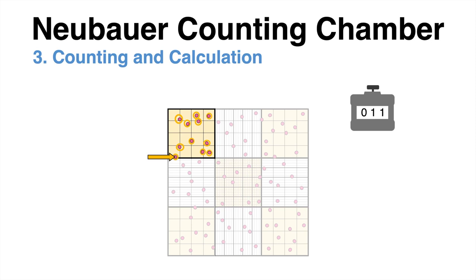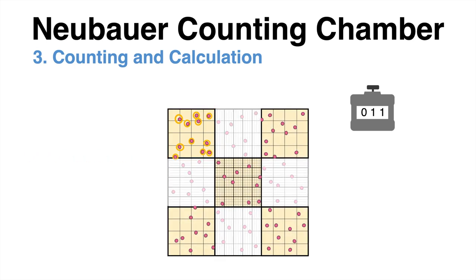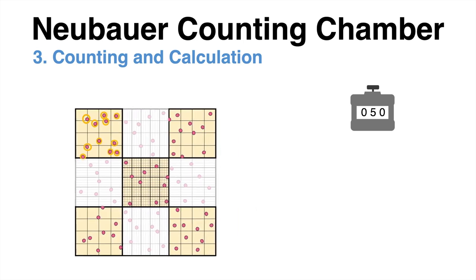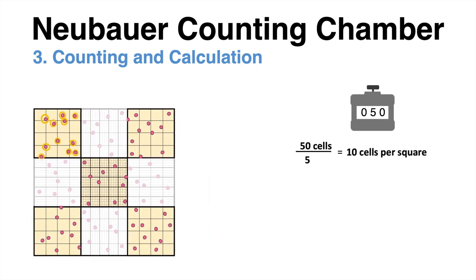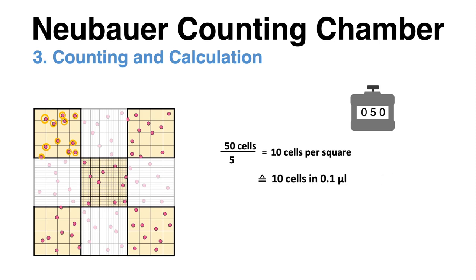The rule to resolve this issue is that cells which touch the lower or the right boundary are counted, but cells which touch the upper or the left boundary will not be counted. After the counting is done, for all highlighted squares, the average number of cells per square can be calculated. In this case, this is 10 cells per square, which equals 10 cells in 0.1 microliter.